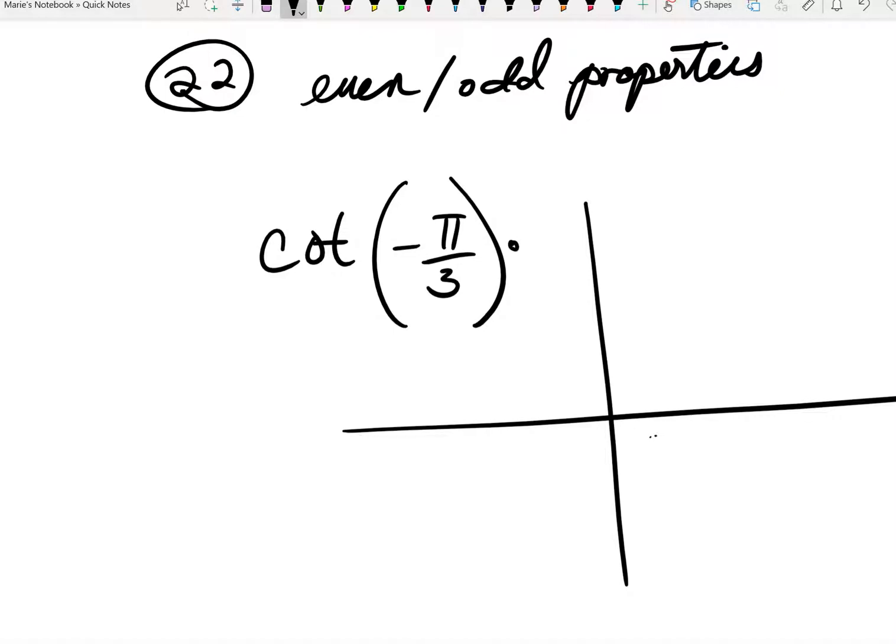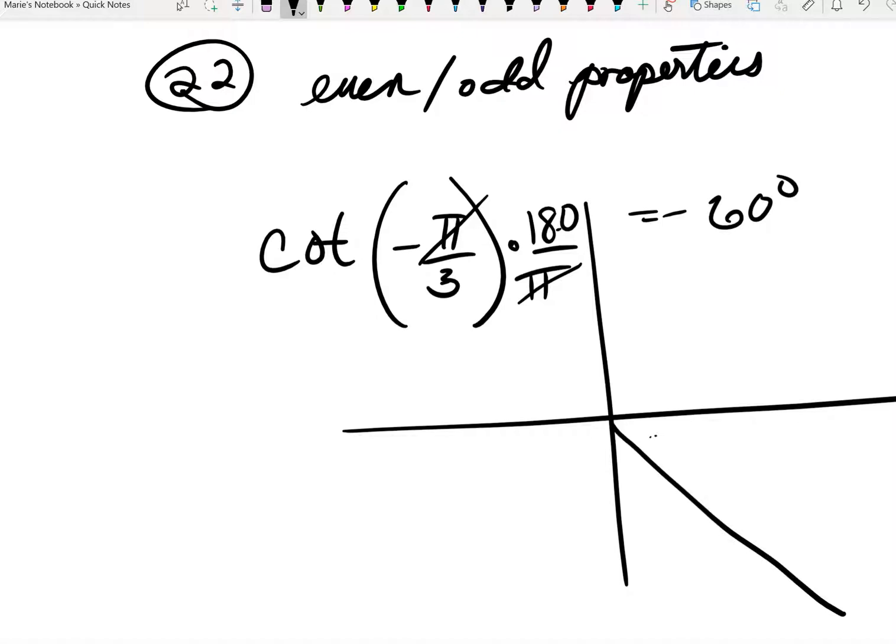How I knew this was, for those of you following along, this is 180 over pi. The pi's will cancel, leaving you negative 60 degrees. So that means that I'm looking at 60 degrees sitting in here, 30 degrees sitting in here. This is R, this is X, this is Y. If that is the case, then X is 1. The hypotenuse is always the 2, and Y is always square root of 3.